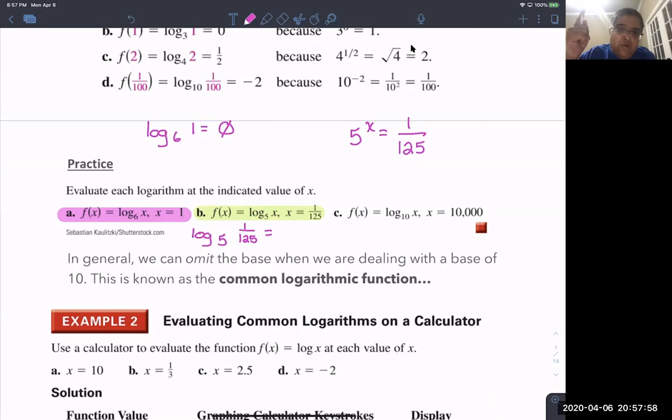Well, 5 to the 1 power is just 5, so 5 to the negative 1 would be 1/5. 5 squared, or to the power of 2, is 25, so 5 to the negative 2 would be 1 over 25. 5 cubed is 5 times 5 times 5, which is 125. So 5 to the negative 3 is 1 over 125, which is negative 3.